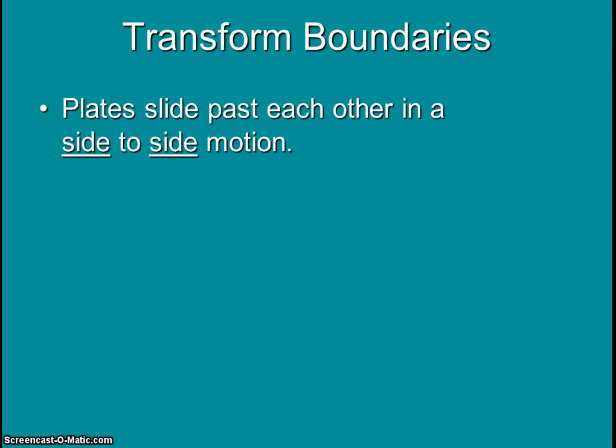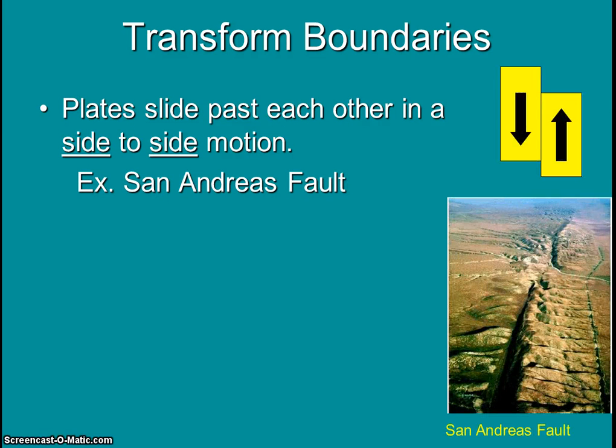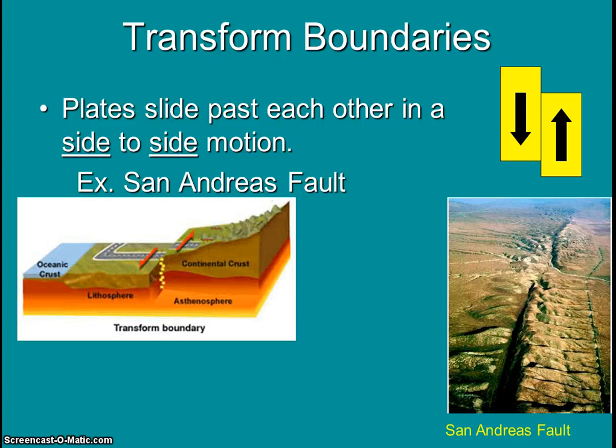Now the last type of boundary is the transform boundary, and this is the easiest one of all really to think about. It's when the plates slide past each other in a side-to-side motion. Now a lot of times they are going in opposite directions, and an example of this type of fault is the San Andreas Fault. And in your picture on your paper you can see that fence post that is separated. Well, that actually was together at one time, and that happened when there was movement on the San Andreas Fault during the 1906 earthquake in California.